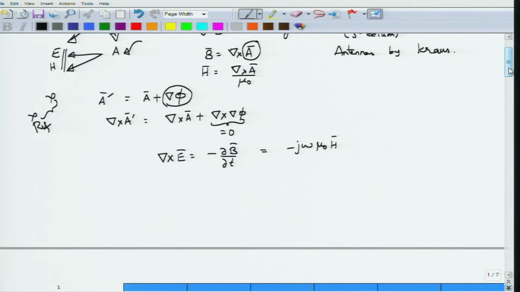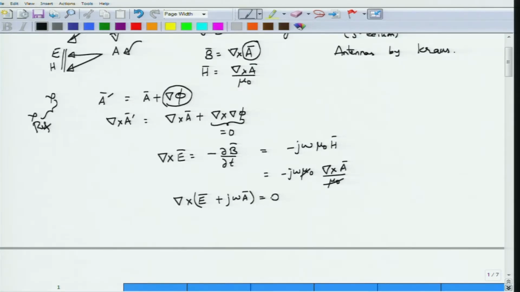So I have this relation, but I also know that H itself can be written as del cross A divided by mu 0. Cancel mu 0 on both sides. What you get is curl of E plus j omega A must be equal to 0.